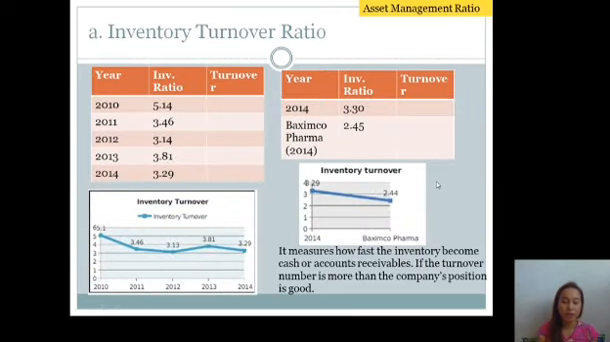So let's start with the inventory turnover ratio. The inventory turnover ratio measures how fast the inventory becomes cash or accounts receivable. If the turnover number is higher, the company's position is good. In 2010, it is 5.14 times, in 2011, 3.46 times, and in 2012, 3.14 times. In those consecutive three years, the inventory turnover rate decreased gradually. But in 2011, the rate decreased drastically from 5.14 to 3.46.